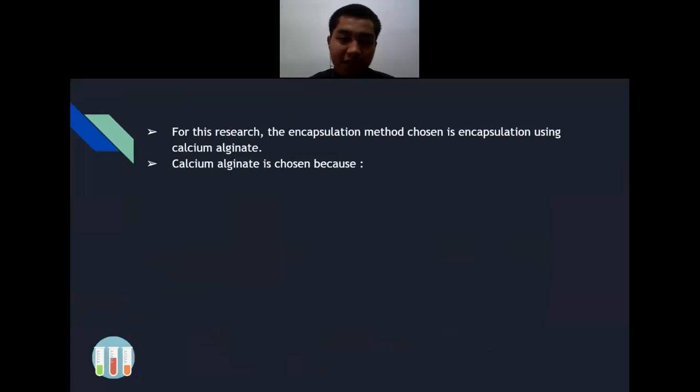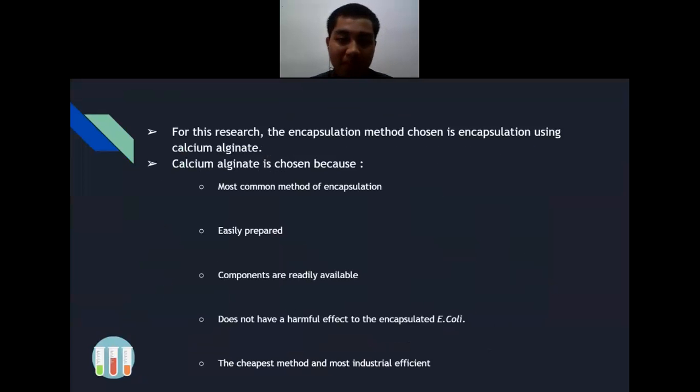So why calcium alginate? I have chosen calcium alginate due to a few reasons. First, it is the most common method of encapsulation found and done in most labs in the world. Next, it is easily prepared and the components are readily available in our laboratories here. Third, it does not have a harmful effect on the encapsulated E. coli and also to us. Finally, it is the cheapest method and the most industrially efficient, hence it is the most practical.